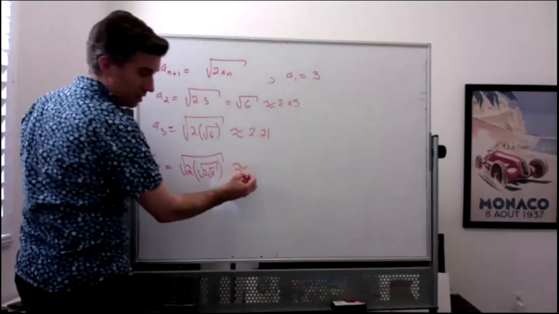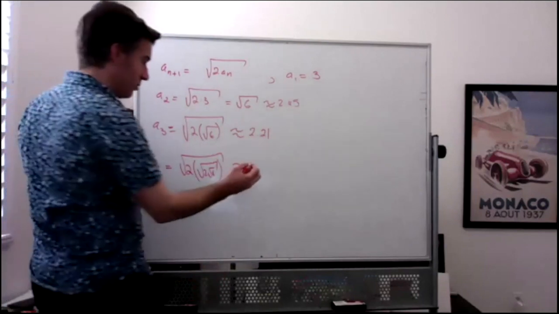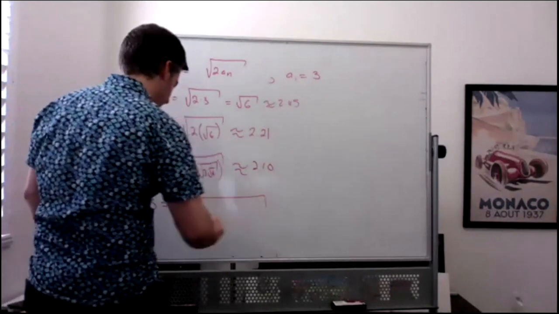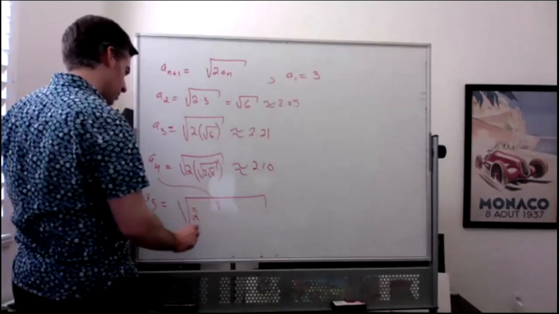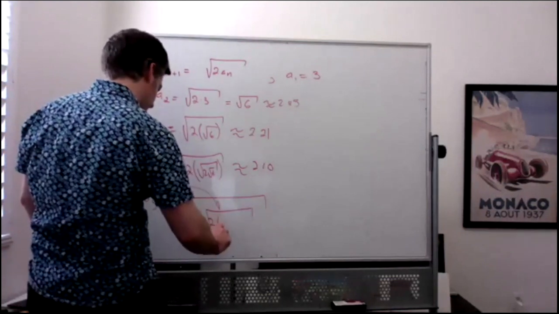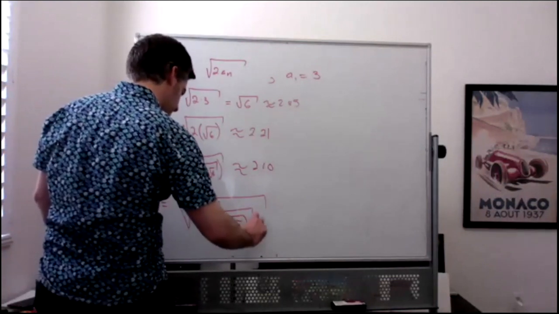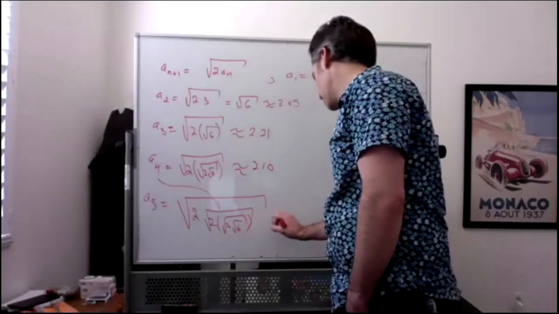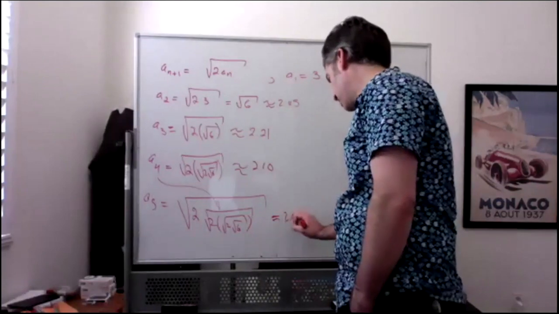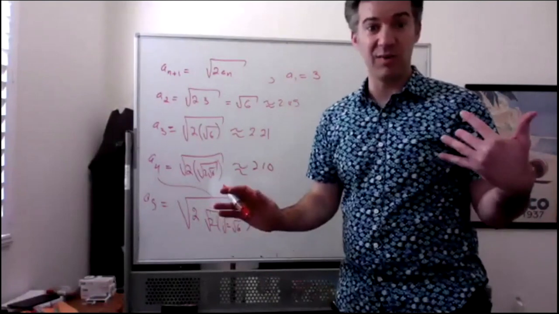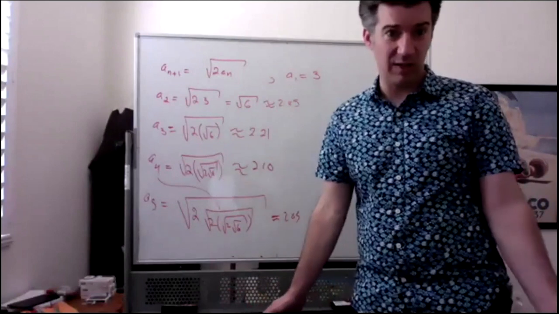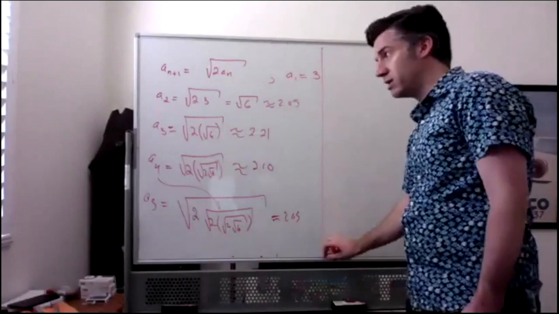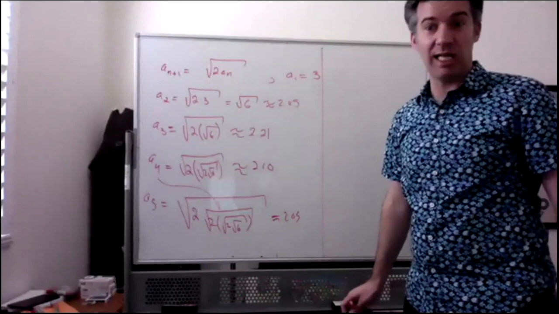And that's approximately, what do we got here? 2.10. And then the next one would be the square root of 2 times the square root of 2 times the square root of 6, which is gross, which is approximately 2.05. So it's looking like the limit of the sequence is probably 2. It might not be exactly 2. We don't actually know that. But here's what we know. We know that we can find the fixed points, and we can then make a pretty educated guess.